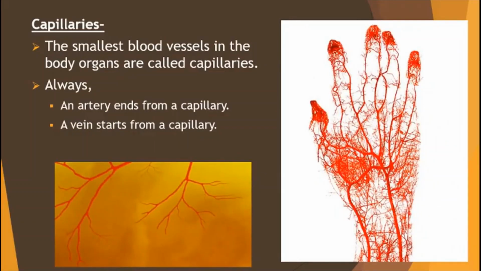Capillaries. Capillaries are the smallest blood vessels in the body organs. An artery always ends in a capillary and a vein always starts from a capillary. In the first diagram, you can see how capillaries compare to larger blood vessels. And the other diagram shows the capillaries in the hand of a man.